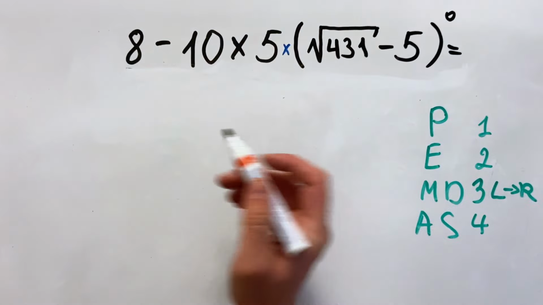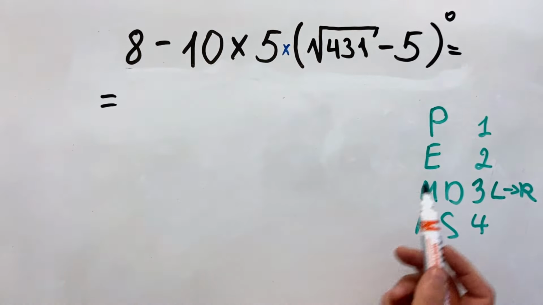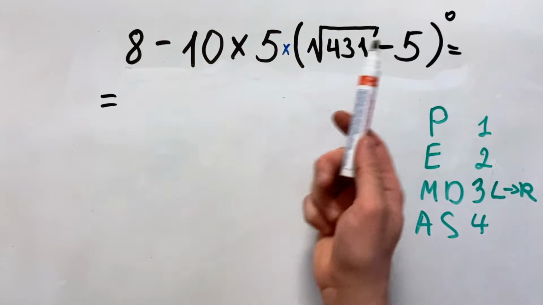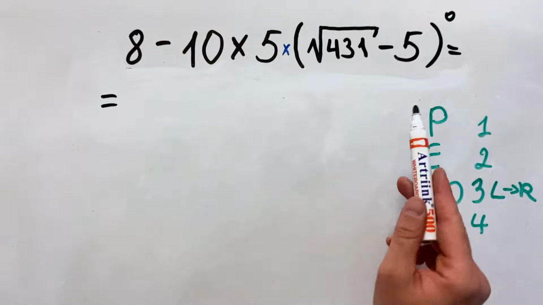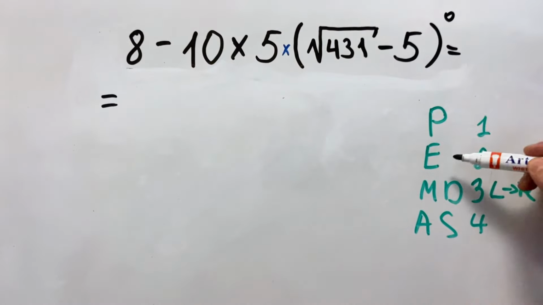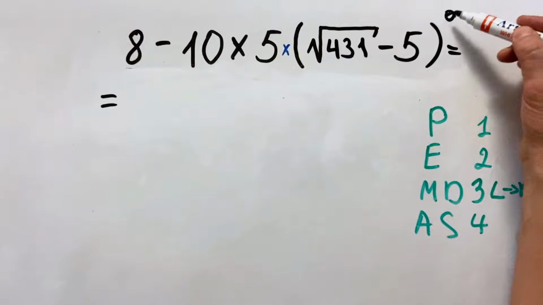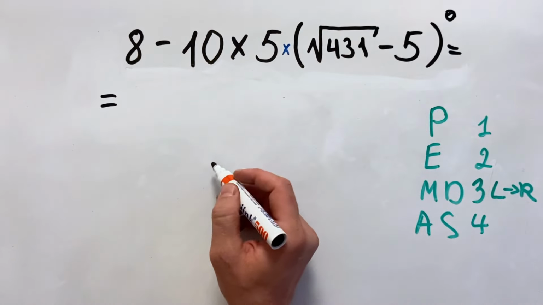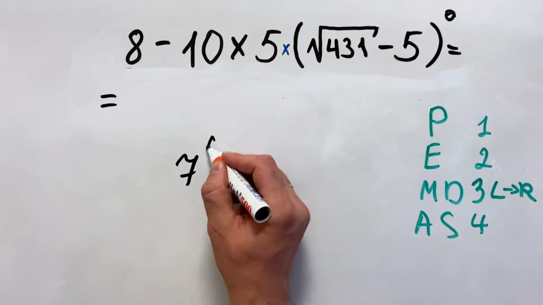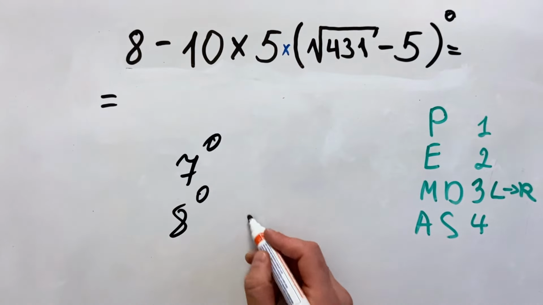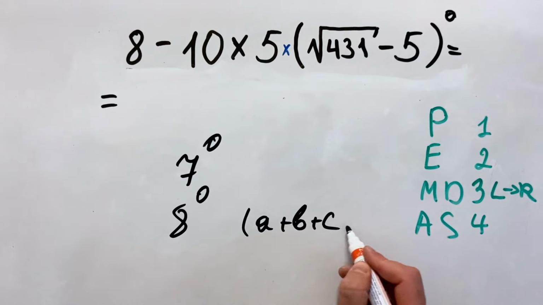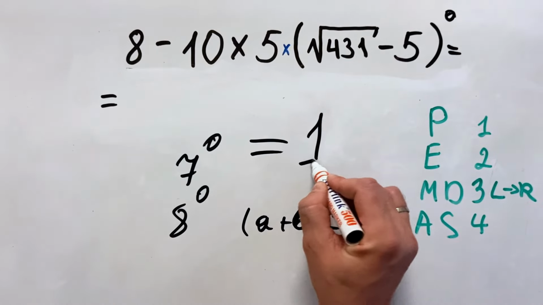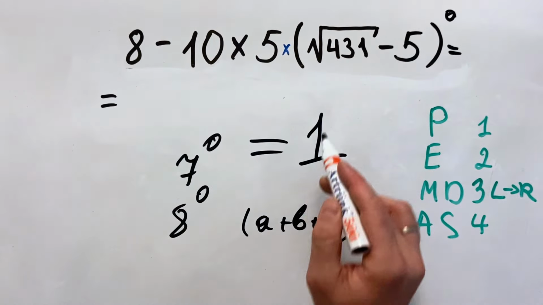So, if solving this equation, we must do first what's inside the parentheses. But this looks overly difficult, especially if you don't have a calculator. What's important here, I don't know if you notice, in the second place, the exponents, we have 0 here. If you know, any number to the power of 0, so let's say you have 7 to the 0 or 8 to the 0, or I don't know, a plus b plus c, you don't even know these numbers, the power of 0 equals 1. So any number to the power of 0 equals 1.